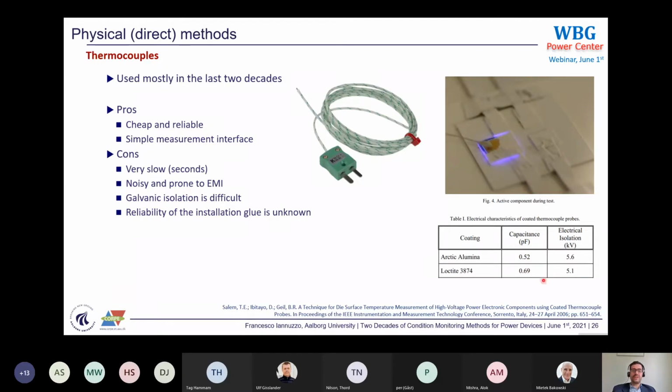This is a table where you can see some typical coating materials you can use for protecting, by galvanic contact, with some nice, I would say, kilovolt rigidity.